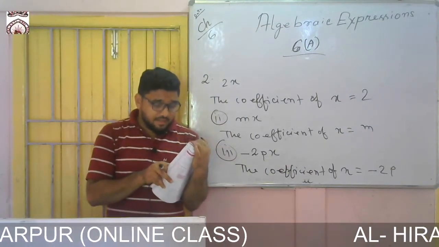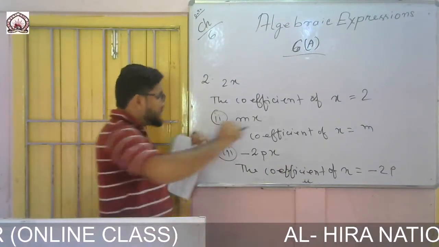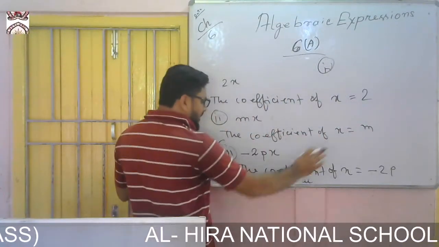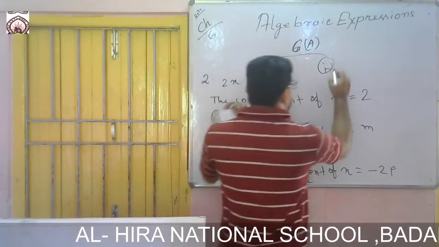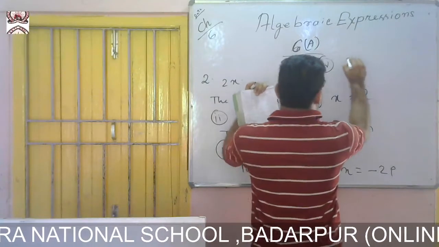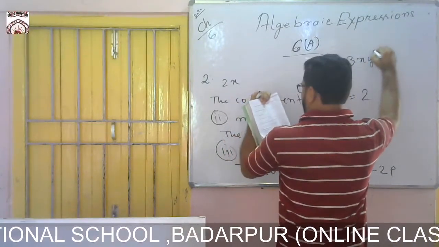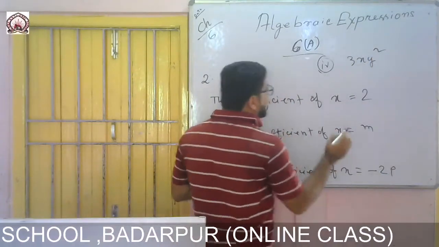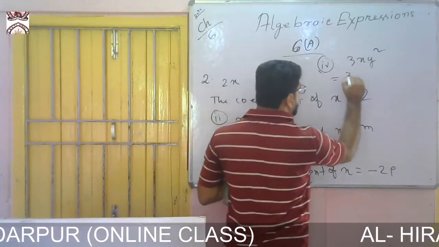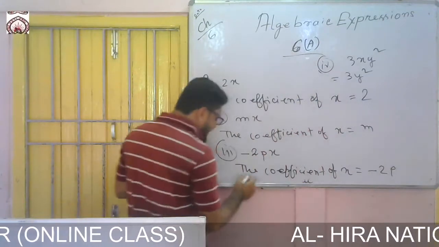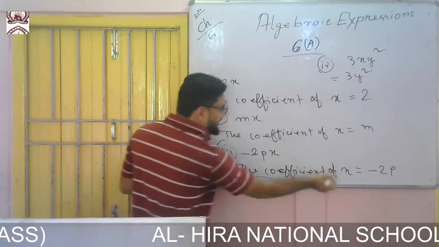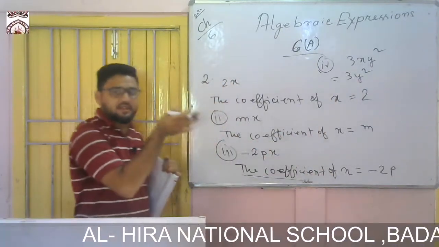Now come to question number 4. So in 4, I am just writing the answer. You write the full sentence nicely. So what? 3xy square. So leaving x, what is there? 3y square. So the coefficient will be 3y square. But you write the sentence here fully. I am not writing. You write the sentence. The coefficient of x equals to 3y square. Like this, nicely you write.